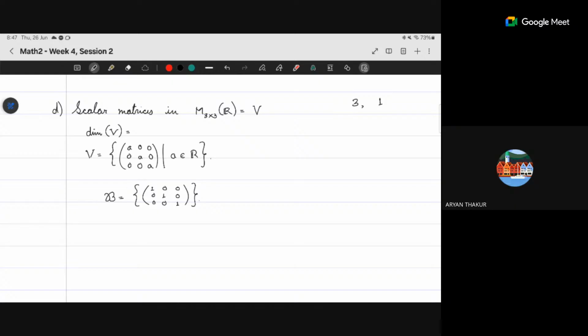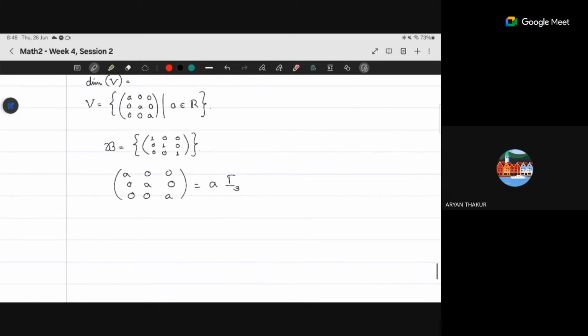Yes. So your typical element looks like A 0 0, 0 A 0, 0 0 A, which can, of course, be written as A times identity. I'll just write it as I3. A times identity. So yeah, this is spanning. This is linearly independent. So this is a basis. So what is the dimension? 1, sir.